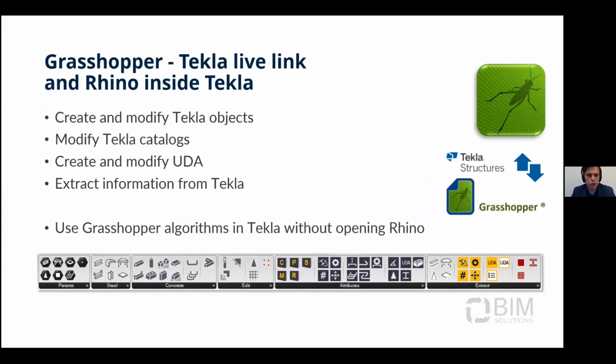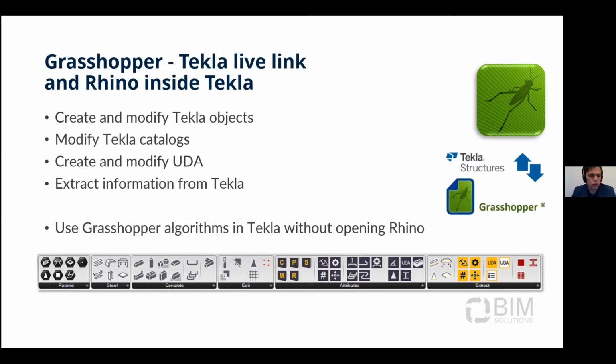Next one is about the Tekla and Grasshopper links. The first one, which has been there already for a while, is the Grasshopper Tekla live link that allows you to send data from Grasshopper to Tekla and back from Tekla to Grasshopper in a live mode. So you have both Rhino, Grasshopper, and Tekla open. You create something in Grasshopper, it immediately appears in Tekla, and vice versa.